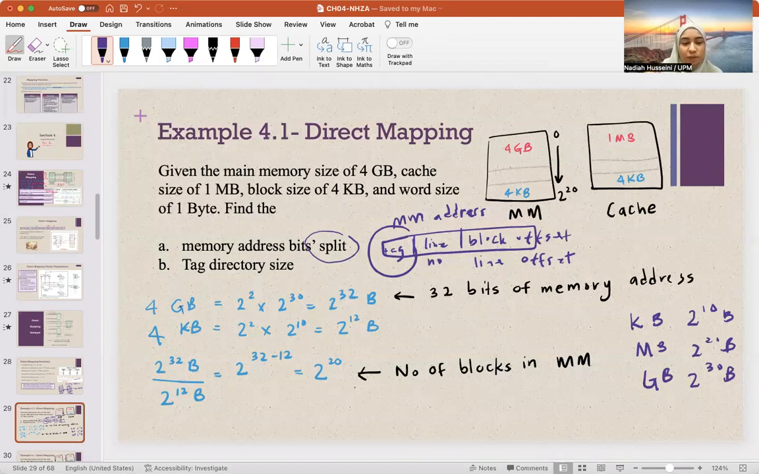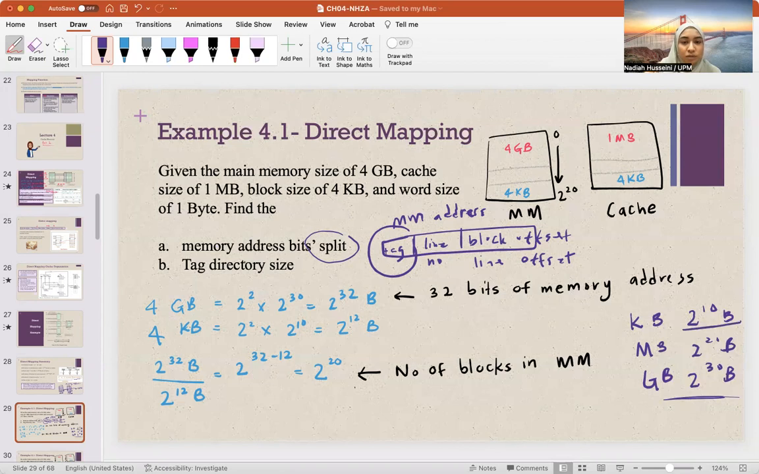So I look at this 4 GB, I can immediately convert it into 2 to the power of something, right? So 4 is 2 to the 2, and gigabyte is 2 to the 30. So 2 to the 2 times 2 to the 30, basic math, becomes 2 to the 32 because you're basically adding 2 and 30 together. So you would get 2 to the 32 bytes. And then your block size is 4 kilobyte. So 2 to the 2 as well, times 2 to the 10 bytes. So you would get 2 to the 12 bytes.